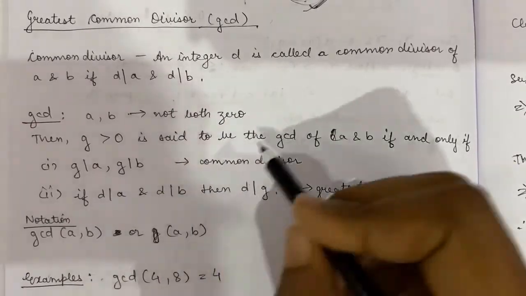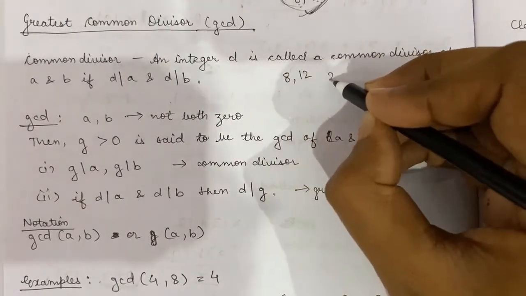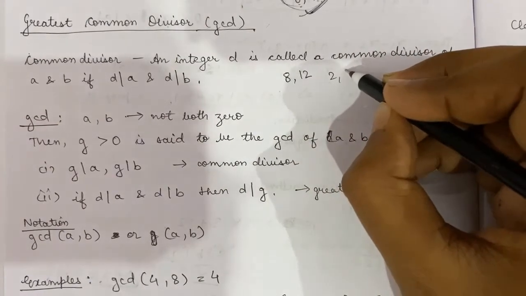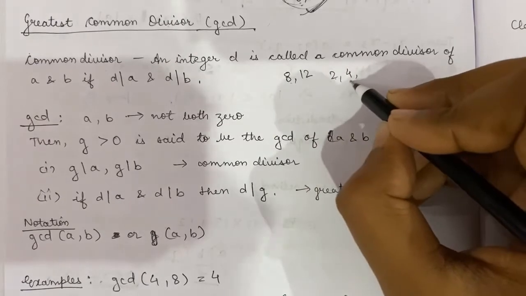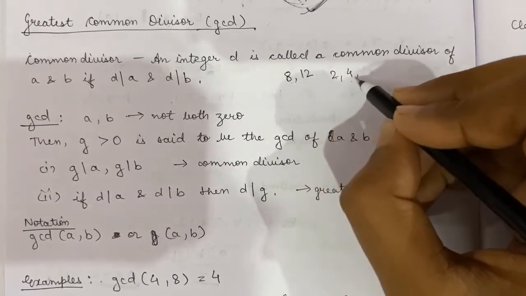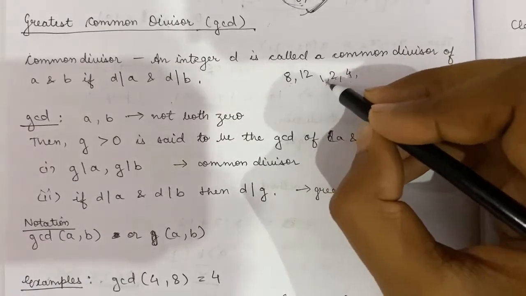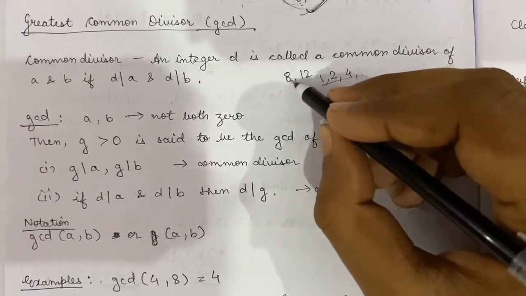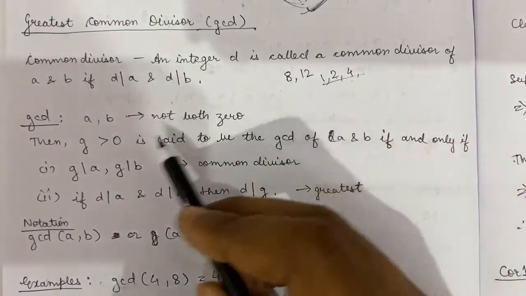Let's say there are two integers 8 and 12, then 2 is a common divisor, 4 is a common divisor, because 2 divides both 8 and 12. Similarly 4 divides both 8 and 12. So 2 and 4 are the common divisors. 1 is also a common divisor: 1 divides 8 and 1 divides 12. So these are the common divisors.